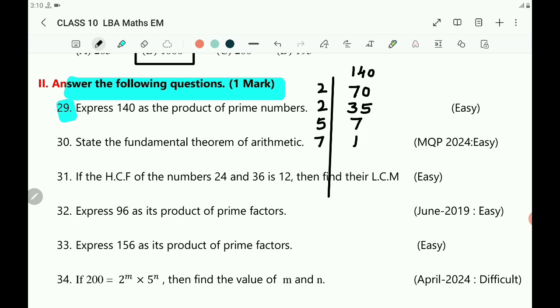So, you got the prime factors of 140 are 2 into 2 into 5 into 7, which is equal to 2 square into 5 into 7. Then you can write 140 is equal to 2 square into 5 into 7. Here 2 occurs 2 times, so you write 2 square into 5 into 7.